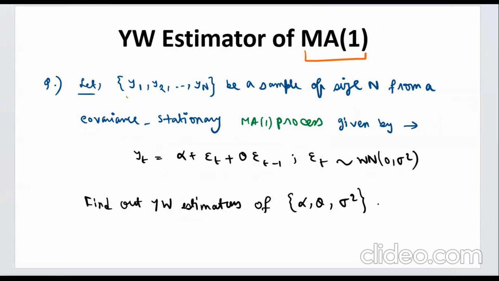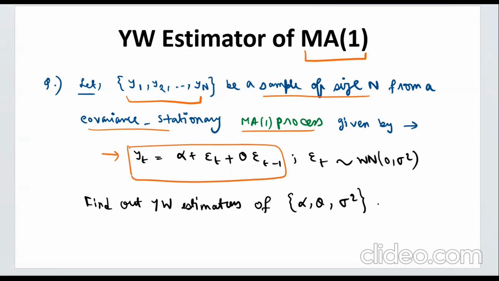So this is the question. You have this data available to you, y1, y2 up to yn is the sample of size n from a covariance stationary MA1 process, right? For covariance stationary MA1 process, I hope you know how to find out the mean, variance and auto covariance. This is how the process looks like. Yt is alpha plus epsilon t plus theta epsilon t minus 1, where epsilon t follows white noise 0 sigma square. So you have to find out the Yule Walker estimates for this parameter. So here you have three parameters, alpha, theta, and sigma square. So you have to find out the Yule Walker estimates of these three parameters.